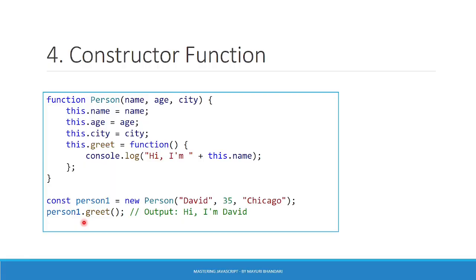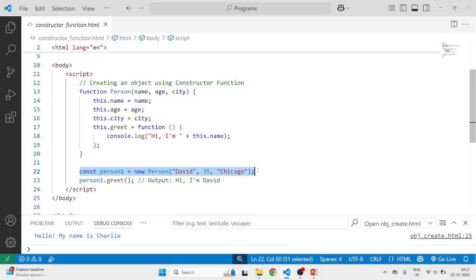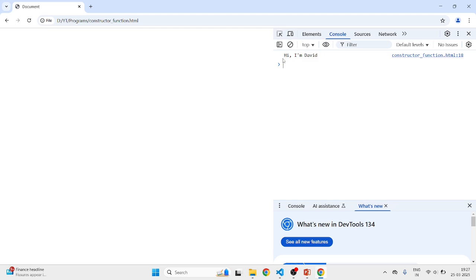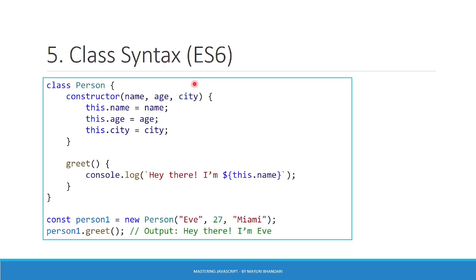Let's try it out. Here we have created one person object with name David, age 35 and city Chicago, and then we are calling greet method on this person1 object. If you see here in the console, it is giving message, hi, I am David, which is from person1 object. Let us come to the last method of creating object.